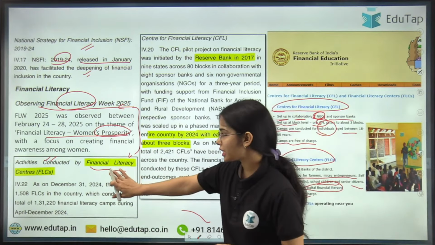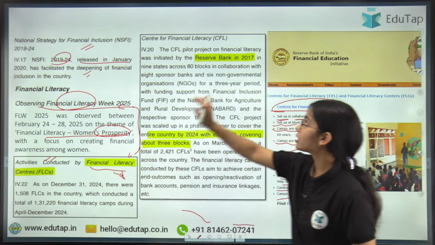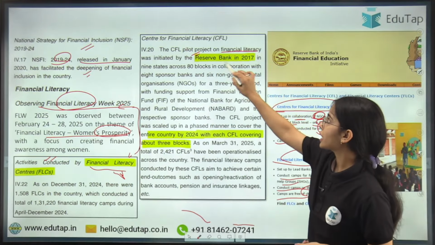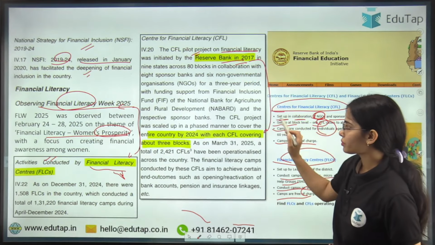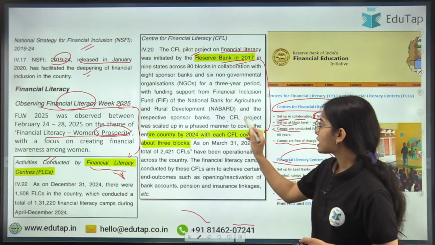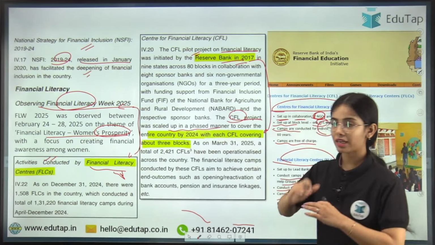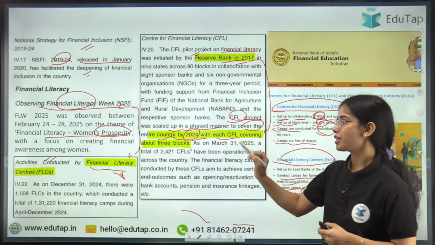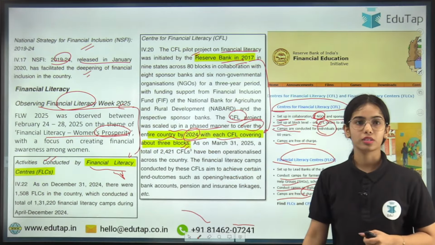Financial literacy centers conduct various camps, and the Center for Financial Literacy was a pilot project launched in 2017, and now they are conducting more and more camps in the country. The CFL project was scaled up in a phased manner to cover the entire country by 2024, with each CFL covering about 3 blocks.